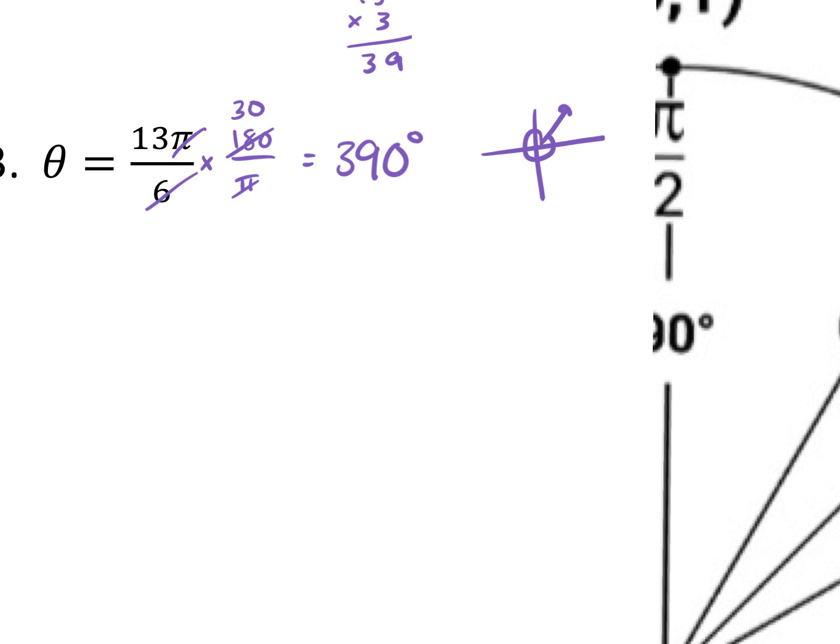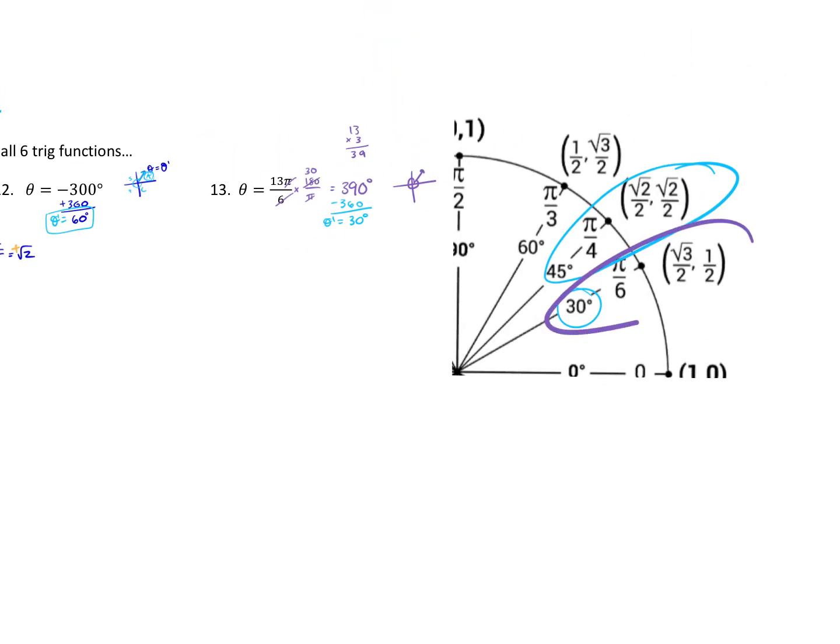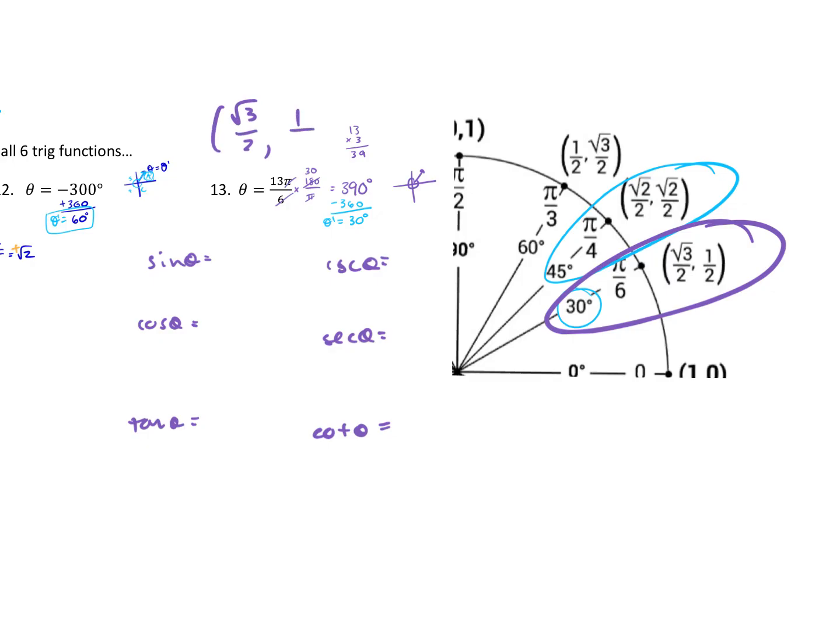So here, what's our reference angle? 30. Awesome. We subtract 360, we get 30. 30 is in quadrant 1, so our reference angle is 30. So we're looking at 30 here. So I'm going to find my 6 trig functions: sine, cosine, tangent, cosecant, secant, cotangent. So the point that we're using now is square root 3 over 2 and 1/2.